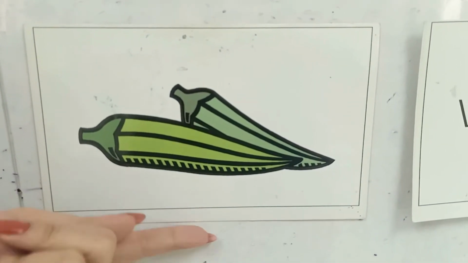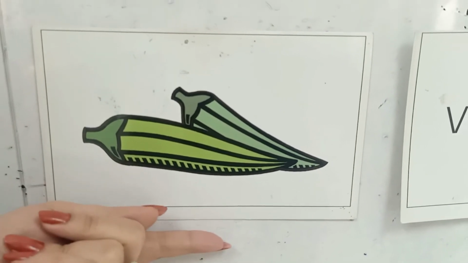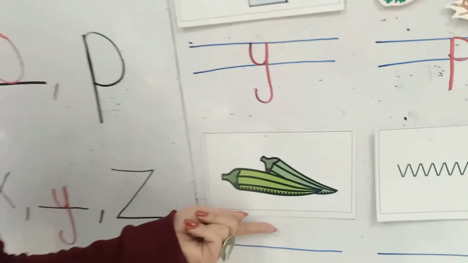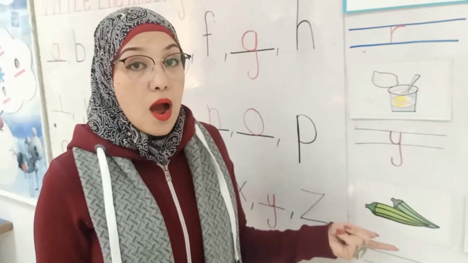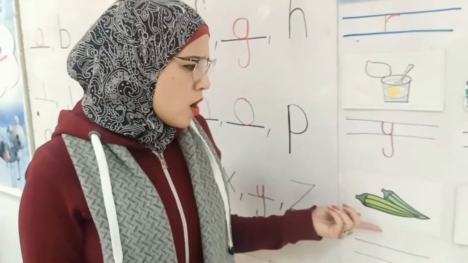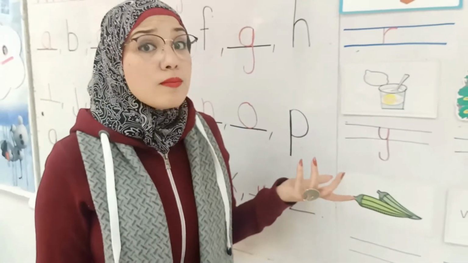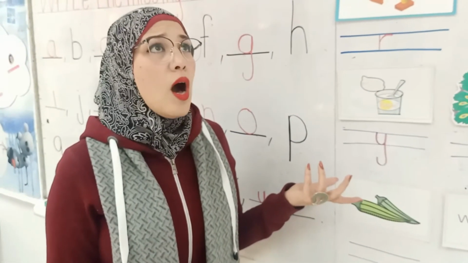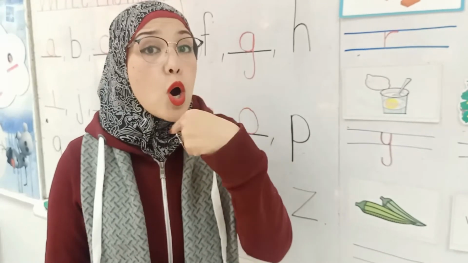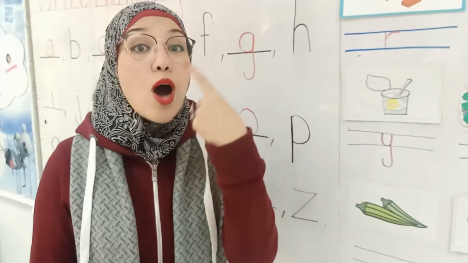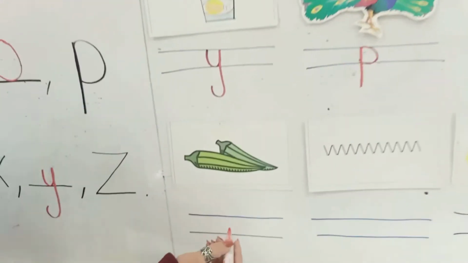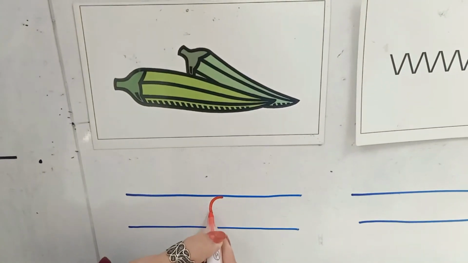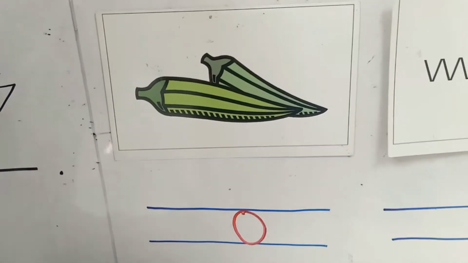Do you know, KG1, what is this? Super! Okra. Okra starts with letter... Okra starts with letter O. Super, super, KG1. O is for okra.